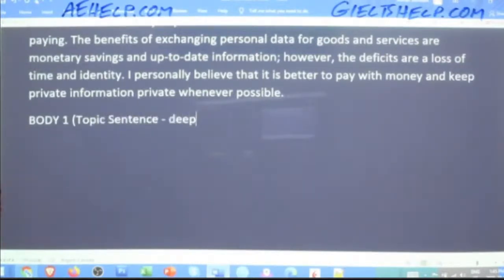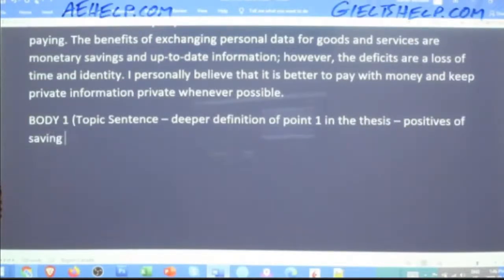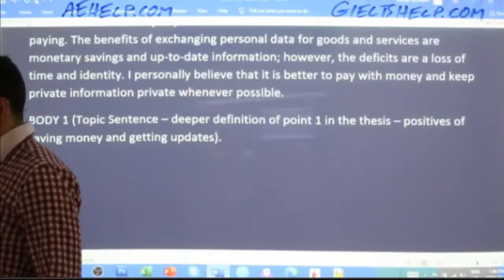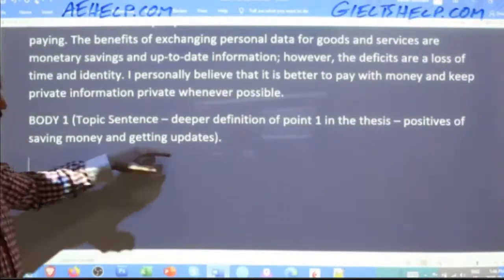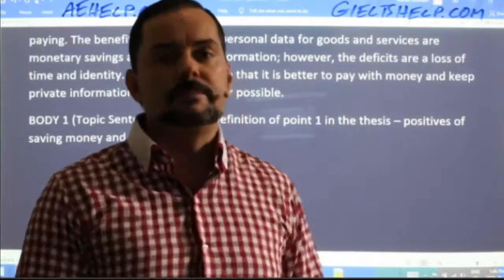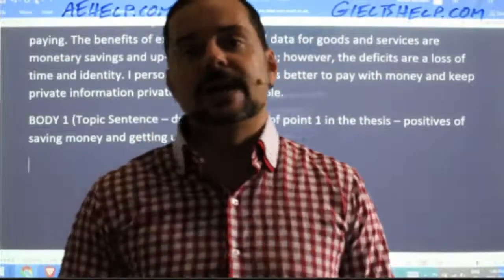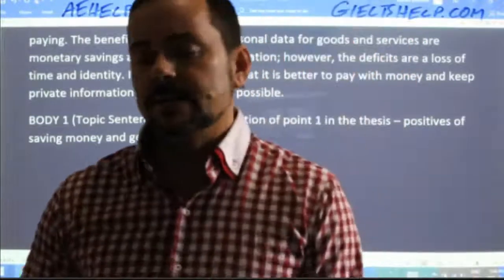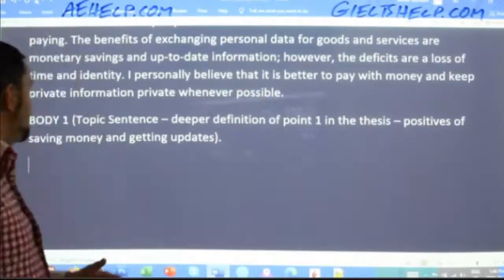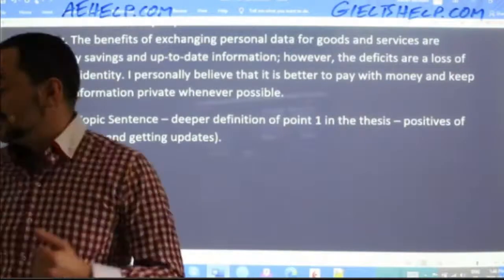Okay, and the topic sentence should be a deeper definition of point 1 in the thesis, which in this case is the positives of saving money and getting updates. Okay, so I'm going to keep it simple like that. So give me a deeper definition of exchanging personal data, the positive sides of this, saving money and getting updates. What does that mean? So what does it mean that if I say, okay, you can access my personal data, you can access my photos on my phone, have my email, and I can use your service. Thank you so much. That's fantastic. What does it mean that the benefits of that are I save money and I get updates? So give me a nice response for that.